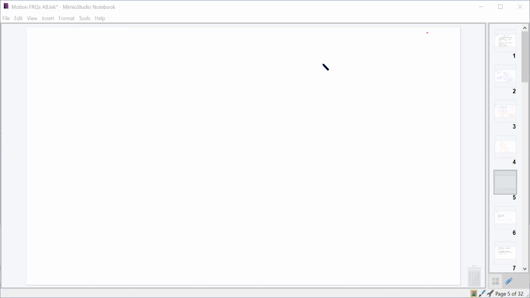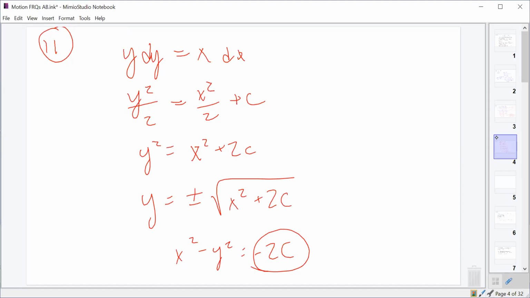All right, next one is 12. We want to find the domain of the particular solution to our differential equation that we just did. So I guess we'll keep this on the same page. We want to find the domain of the solution to this, if the point passes through (-2, 1).